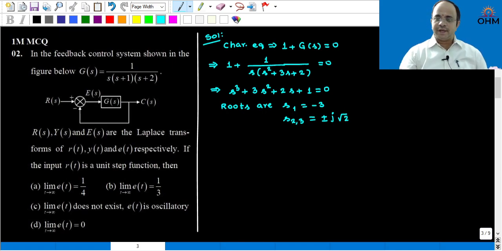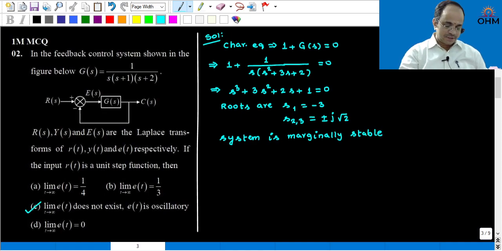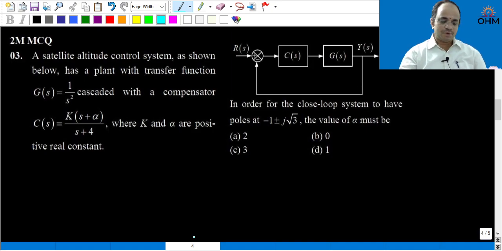That means there is a root pair located on the j omega axis. Therefore, the system is marginally stable. For marginally stable systems, the step response will be oscillatory. For oscillatory systems, steady state error does not exist, or you cannot define steady state error. Therefore, for this question, option C is the correct answer. Now, let us look into the next problem.